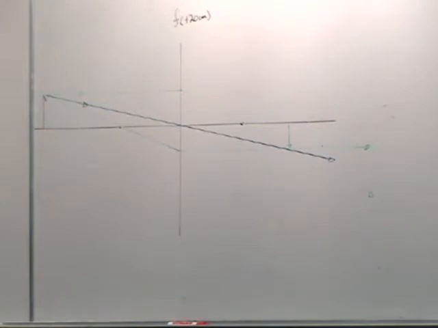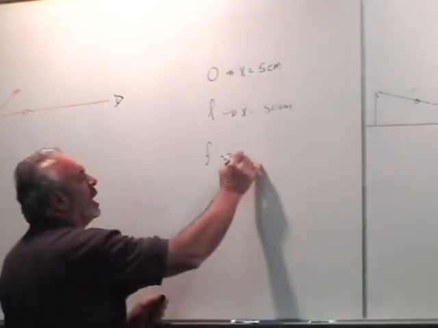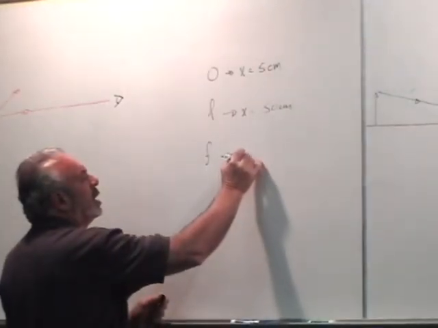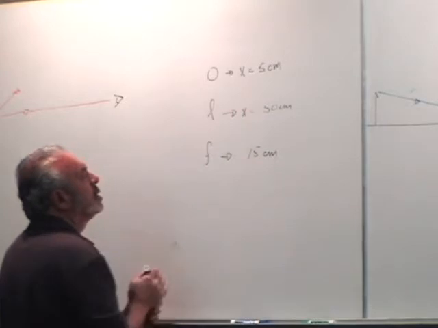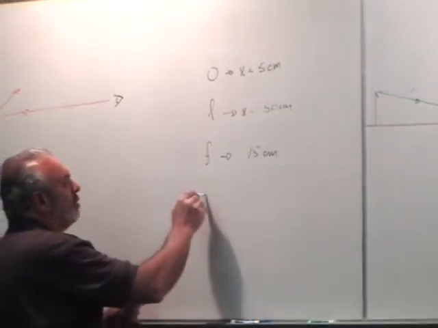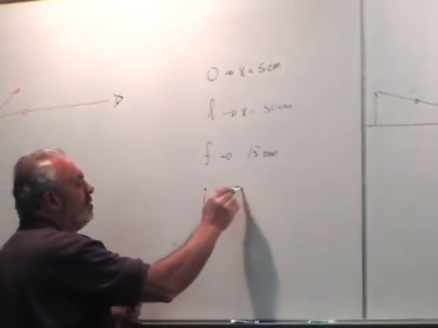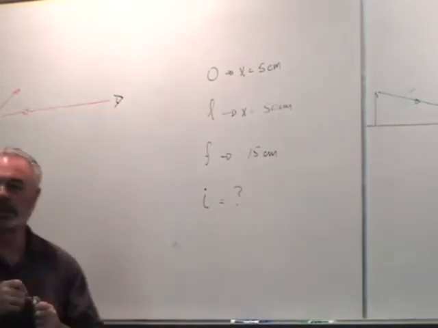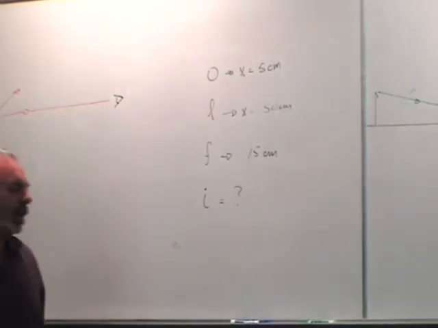Let's place the lens at x equals, I'll put it in the middle, 50 centimeters. Let's say the focal length of the thing is going to be 15 centimeters. And I want you to find the position of the image. Okay, and I want you to do it with a ray tracing diagram.